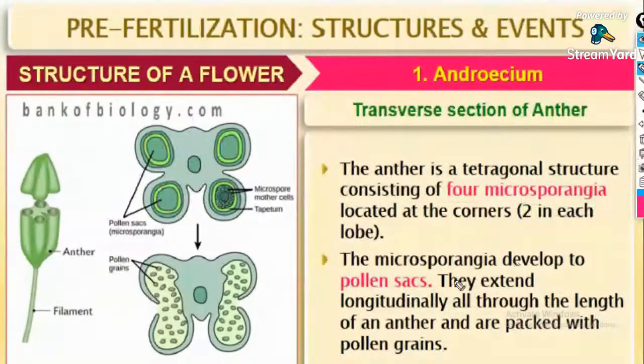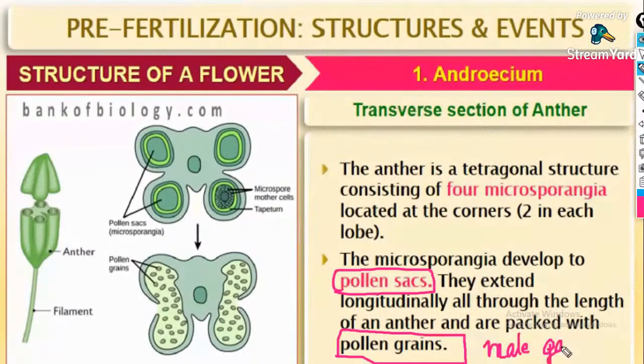The microsporangia will develop into pollen sacs, which contain the pollen grains. So the pollen sac always bears the pollen grains. They extend longitudinally all through the length and are packed with the typical male gametophyte, which is known as the pollen grains. Don't get confused. Pollen grains are the male gametophyte.